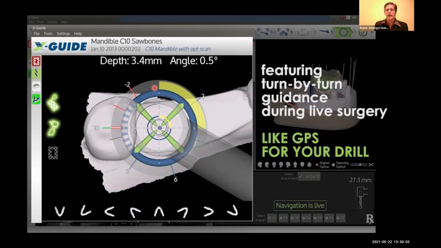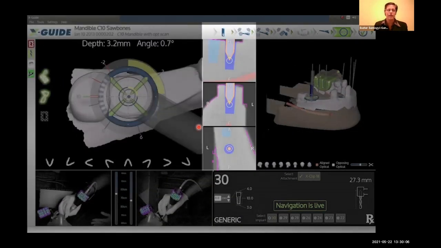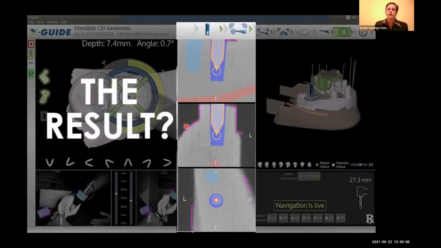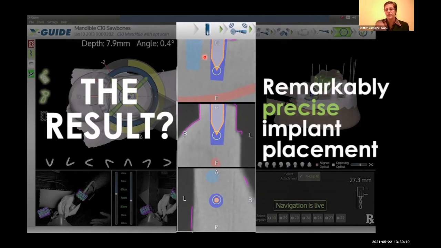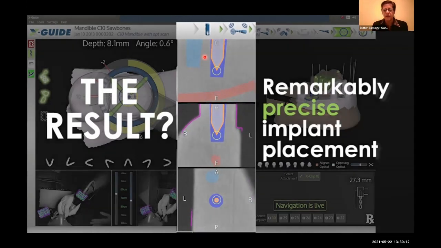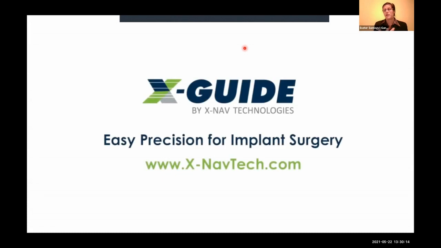So as long as it's green, they are having the right depth. One can also follow it on the screen, how close you are. This is a typodont, but with patients, you can actually see how far you are going in the bone, how close you are to the nerve.